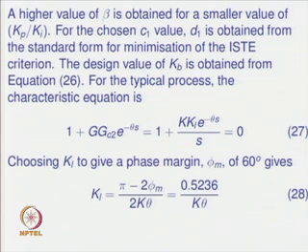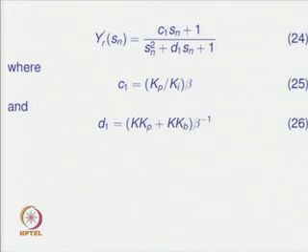Now, how to design the three controllers for the integrating processes with long dead time. A higher value of beta is obtained again for a smaller value of Kp upon Ki. For the chosen C1 value, D1 is obtained again from the standard form with minimization of the IST criterion. The design value of Kb is obtained from equation 26. Kb is the only unknown here, when we assume that Kp is constant, Kp equal to 1, and K is of course known and beta has been chosen.